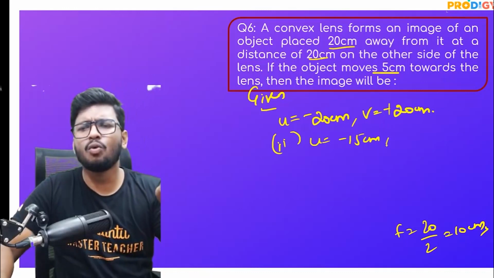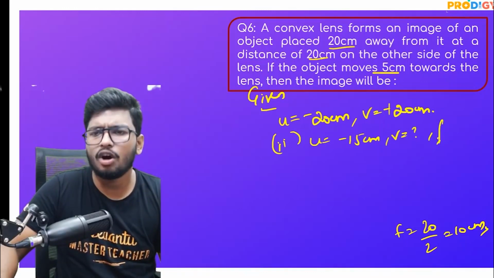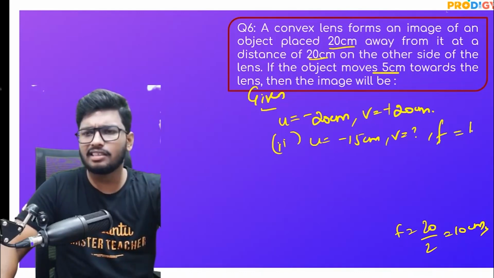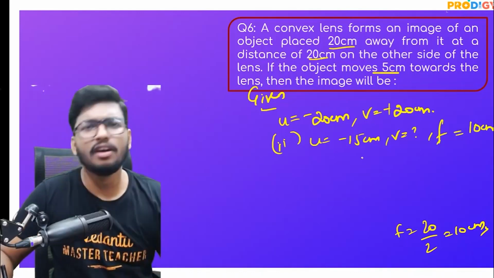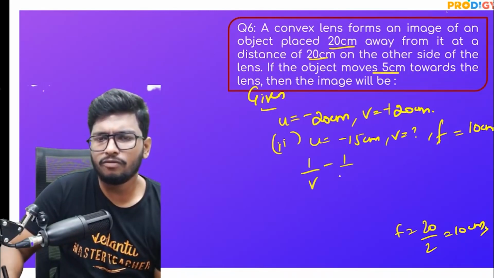The question is, what is going to be the image distance? The focal length of a lens does not change, so the focal length is still going to be 10 centimeter itself. Use the formula once again: 1 by v minus of minus 1 by 15 is equal to 1 by 10.